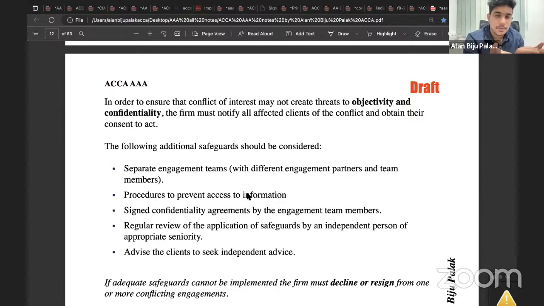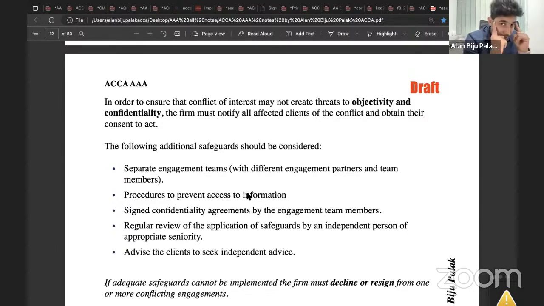So whenever there is a confidentiality issue, which means there can be chances that one of the competitors' information might be provided to the other competitor, maybe intentionally or unintentionally. So in that case, if we are auditing multiple entities in a competitive market, or entities that trade with each other, there is always a possibility that some factors might affect the objectivity and confidentiality of the engagement. So in that case, you must always apply important safeguards.